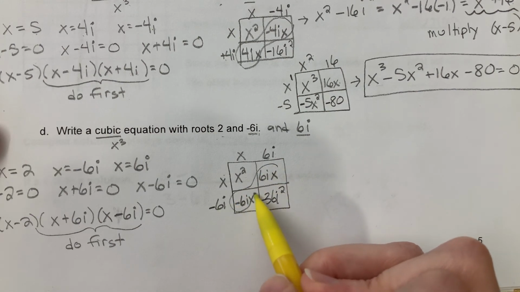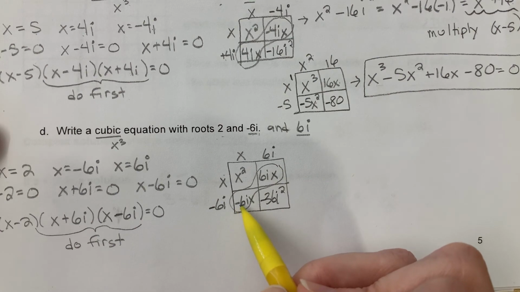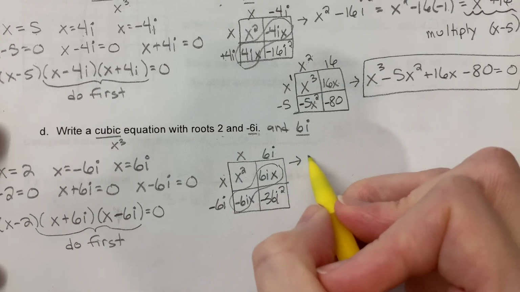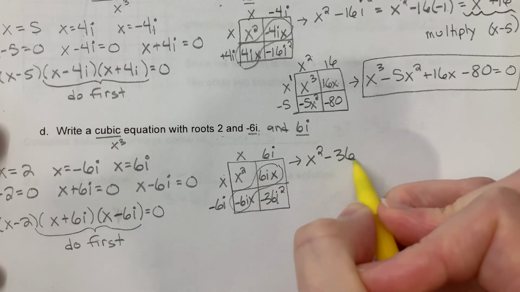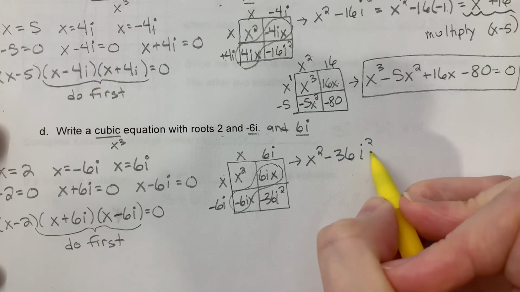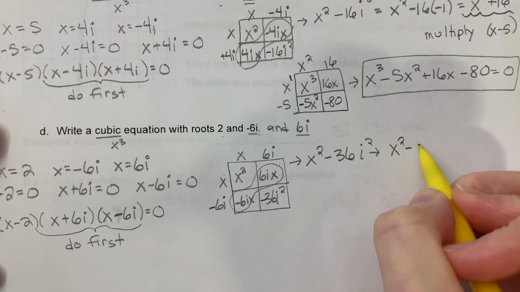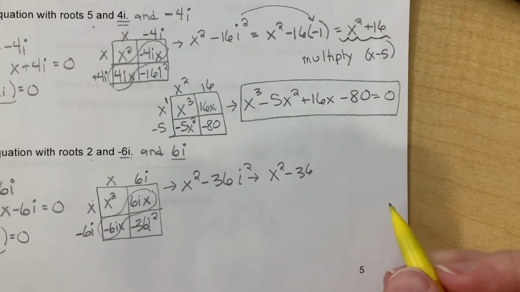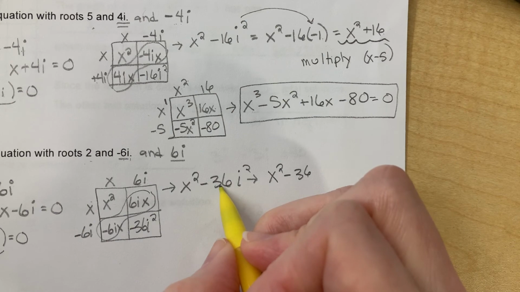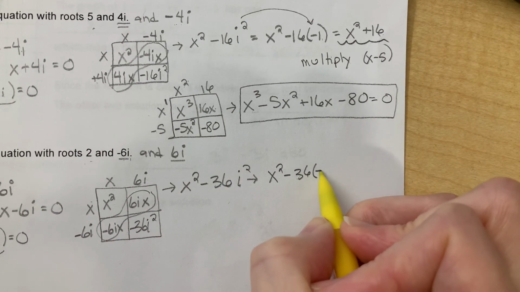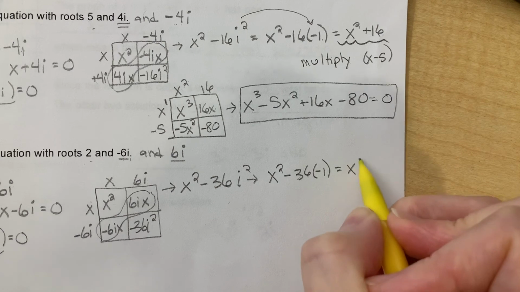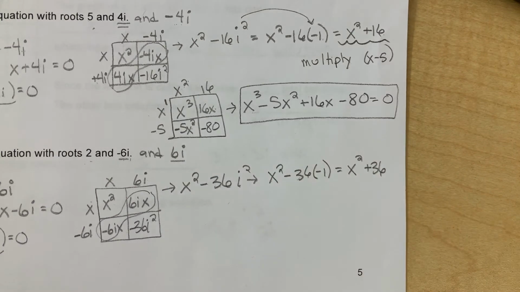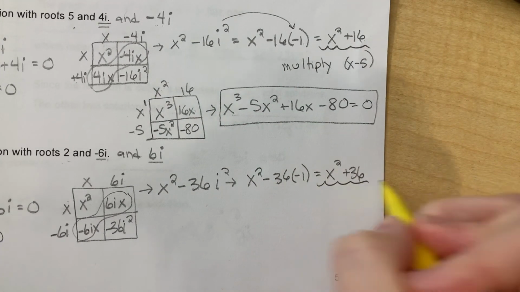Hey, look what's happening here. My like terms are adding to 0. First of all, my like terms are on the diagonal, and they're adding to 0. So I end up with x squared minus 36i squared, but i squared is negative 1. So instead of negative 36 times i squared, I'm going to have negative 36 times negative 1, which is x squared plus 36. Negative times a negative is a positive. Okay, this is important, but this is not my answer.